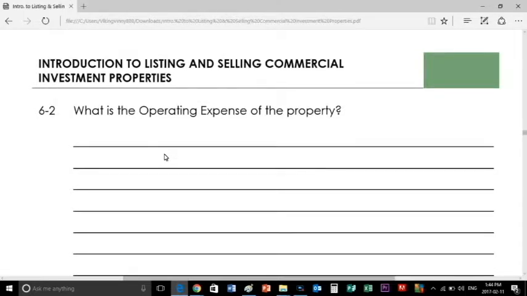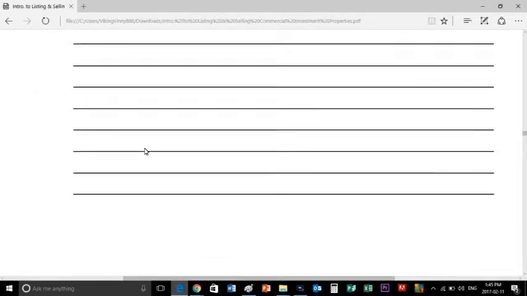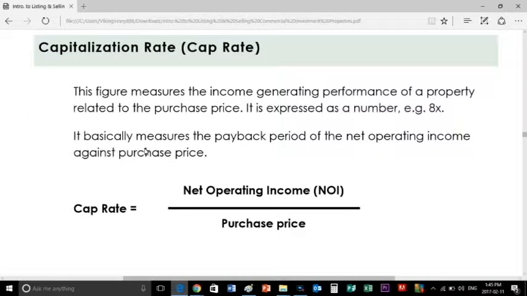So, 6-2, what is the operating expense of the property? 6-3, what is the net operating income of the property, assuming you have 0% vacancy and bad debt? Capitalization rate, cap rate. This figure measures the income generating performance of a property related to the purchase price. It is expressed as a number, for example, 8 times. It basically measures the payback period of the net operating income against the purchase price.